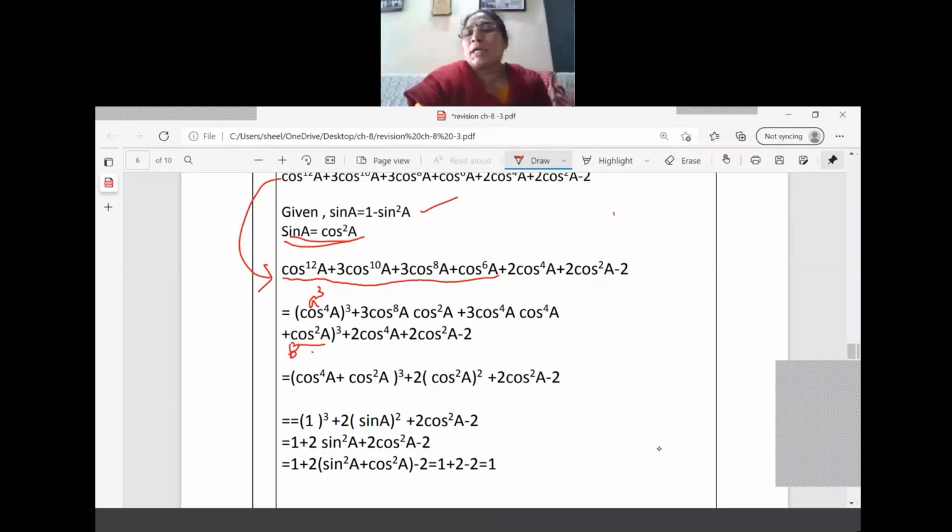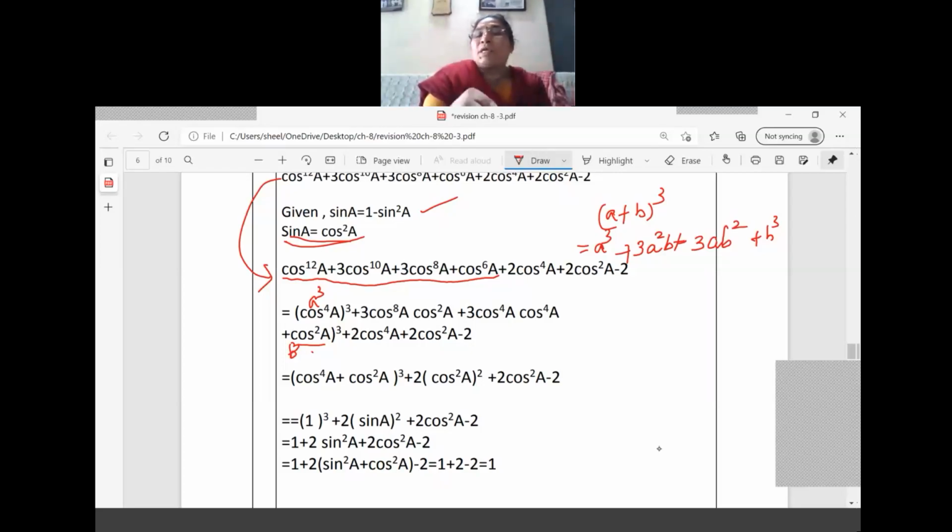So when you know a plus b whole cube, you know the formula: how you can write a cube, and the last term is b cube only. Understood? But the middle, how will you write? 3 we will write, and the decreasing power of a. A square is decreased, so b will come there for making the sum 3. And again one more a will be decreased, so 3a b square only. Right? So like that we know that.